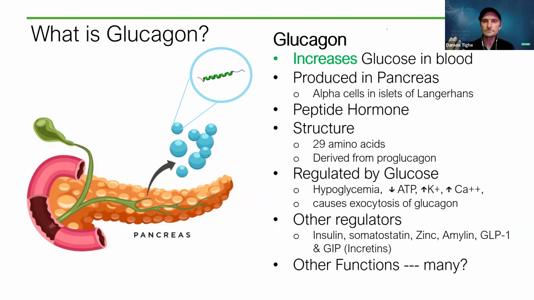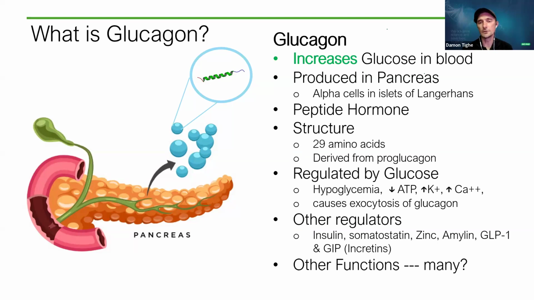So glucagon increases glucose in the blood. It's produced in the pancreas, coming from the alpha cells in the islets of Langerhans. It's a peptide hormone, relatively small, only 29 amino acids, and it's derived from proglucagon. And this is only important because proglucagon is something we find in different tissues, and its regulation and transformation ends up giving us some of these other hormones that become important in the regulation of glucose levels. And it has a really interesting regulation by glucose.